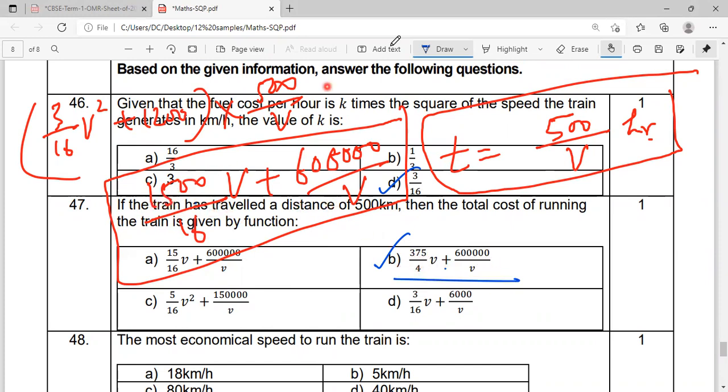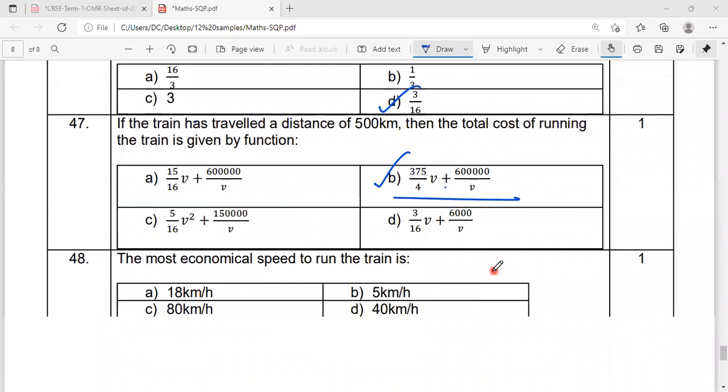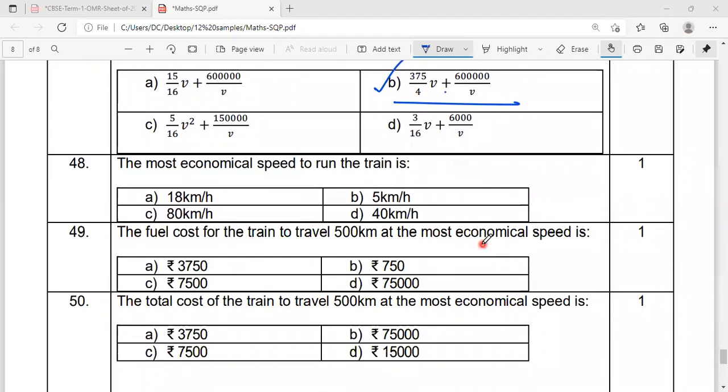If this gets cancelled, how many times? 4 4s are 16 and 4 3s are 12, 4 7s are, 4 5s are 375 by 4V. So this would be the total cost for running 500 kilometers. All right. So next is the most economical speed to run the train. Most economical speed means this cost you want to minimize.